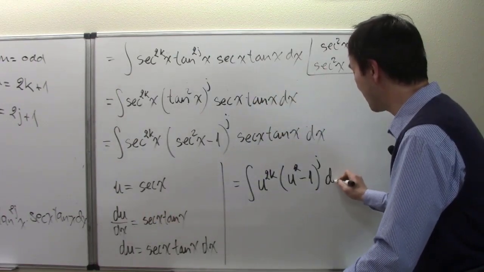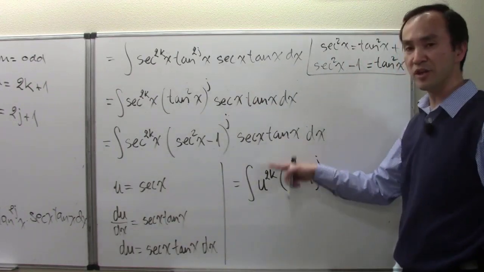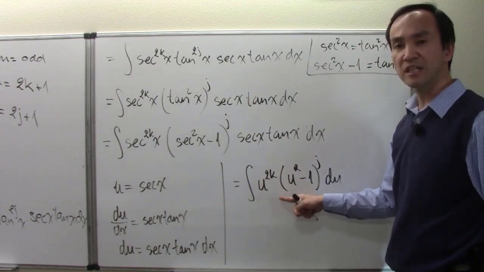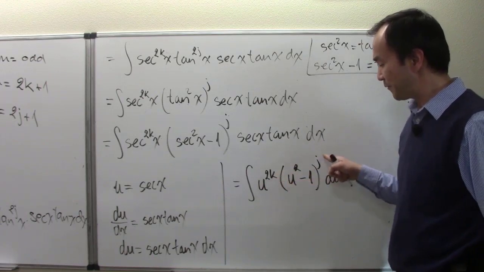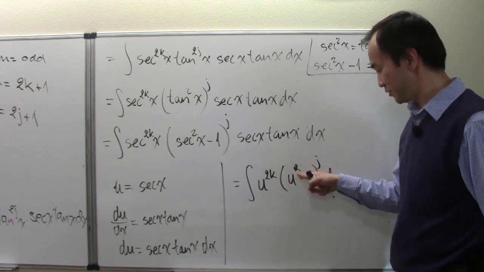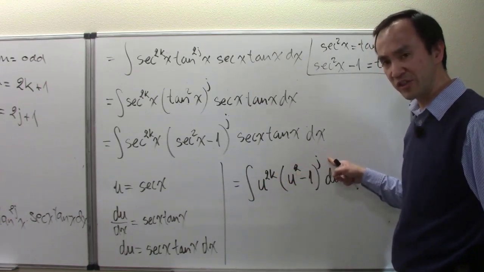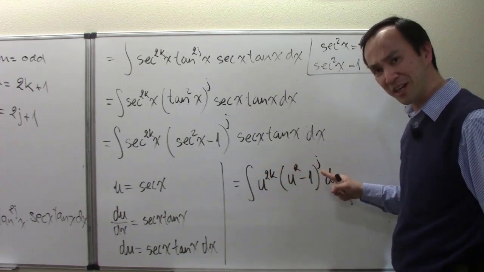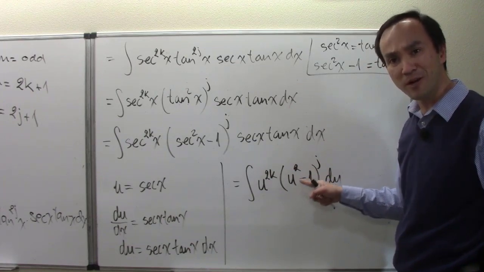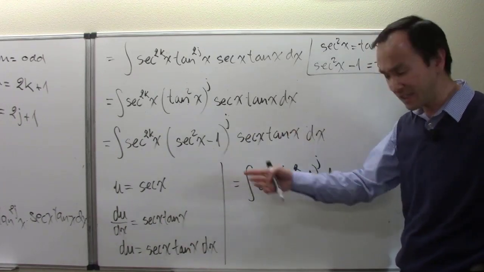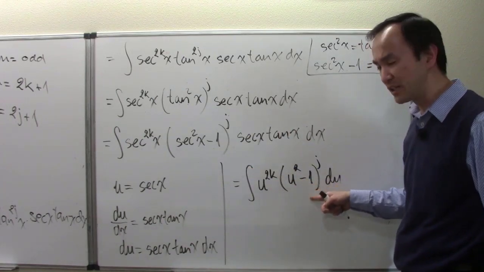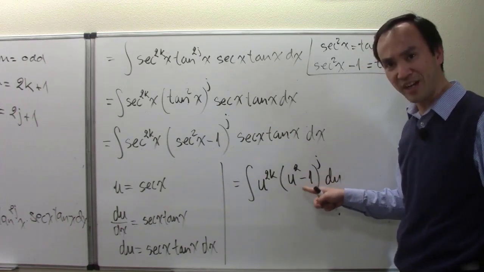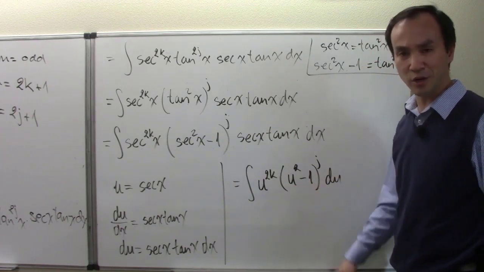And so now we have simplified our integral and produced an integral entirely in terms of u, where after foiling out this u squared minus 1 in quantity to the j power and distributing out that u to the 2k to each term, you are going to end up with a polynomial, a simple polynomial. It could be lengthy, but it's a simple polynomial all in terms of u completely. And then we can advance easily with this integral right here.